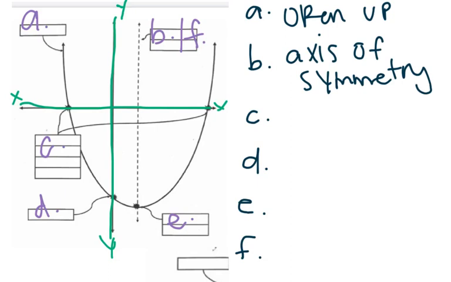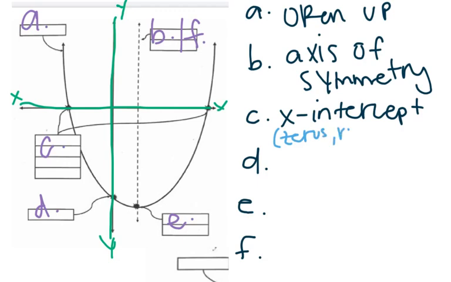Same thing. Letter C, that's where we have our x-intercept because it's crossing our x-axis. And we also have those three other names that it goes by: zeros, roots, and solutions. Sorry if I can't write that other way. Cool. D, see, that is on our y-axis, so that is our y-intercept.